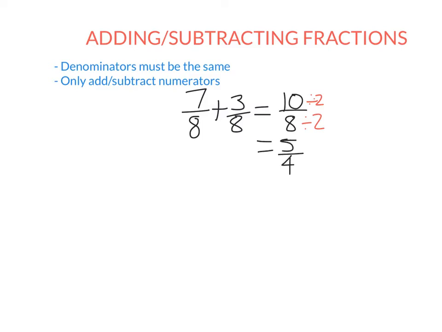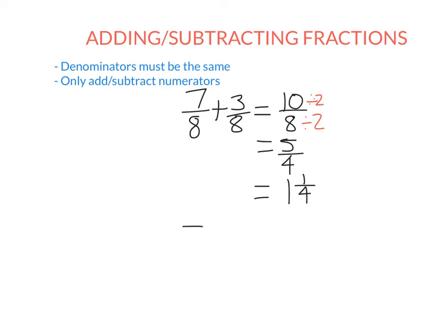If you're asked to give your answer as a mixed number, do as we did in the previous lesson. You go 5 divided by 4. How many times does 4 go into 5? It goes in once, remainder 1, and then you keep the same denominator. So 7 over 8 plus 3 over 8 is 1 1/4.